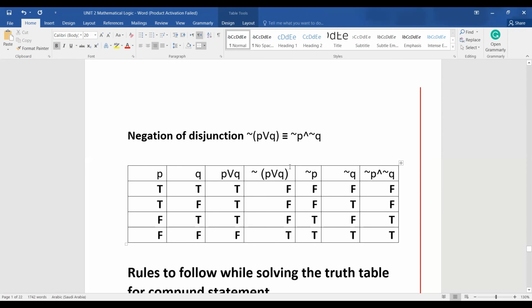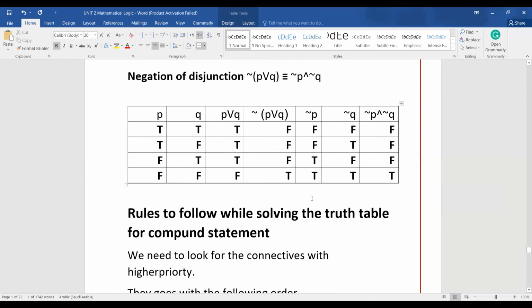In this case, can I say this statement and this statement are logically equivalent? No. We can't say because they are not similar. Here we have 3 false and 1 true. Here we have 2 false and 2 true. So in this case, it's wrong. They are not logically equivalent.